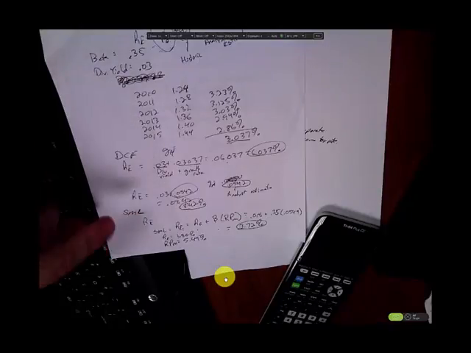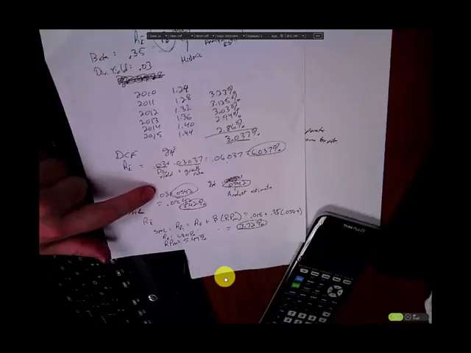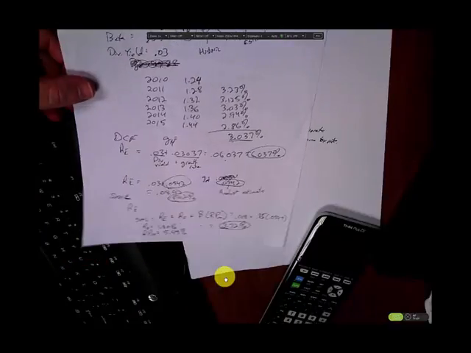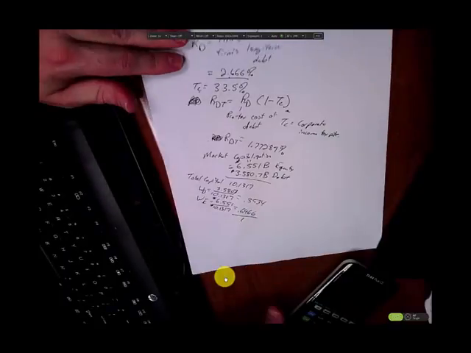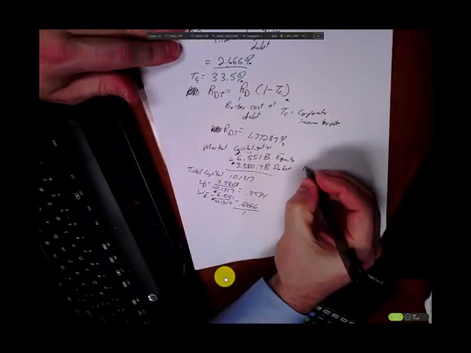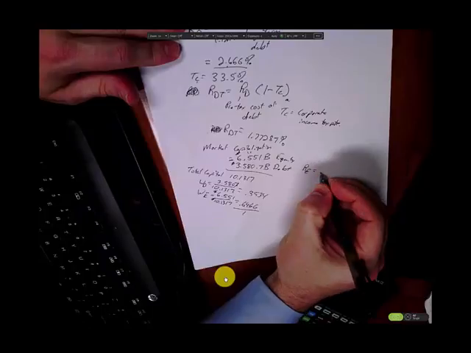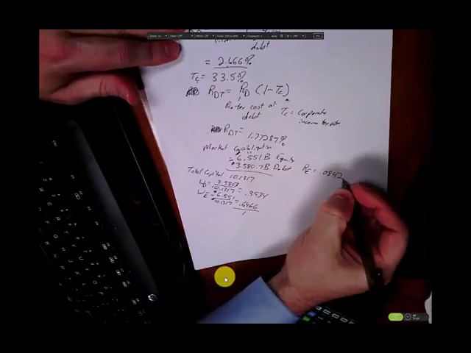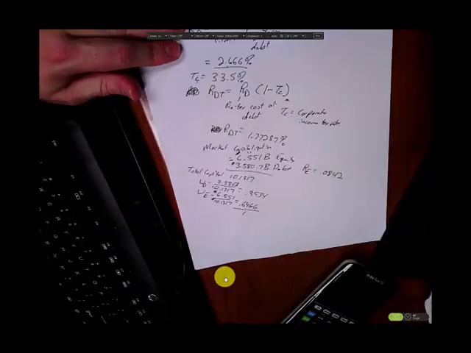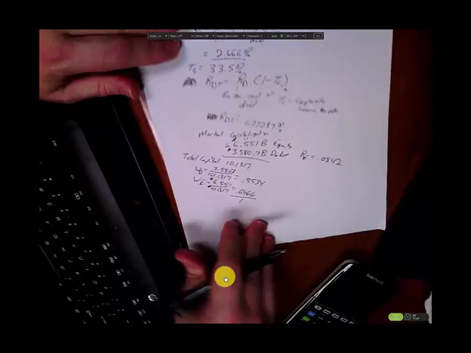So in my example here, I'm going to use the second one. I'm going to use the 8.42% as my cost of equity. So I'm going to say the cost of equity, RE, is equal to 0.0842. And so now I have my weights, I have my cost of debt and equity, and I can calculate the weighted average cost of capital.